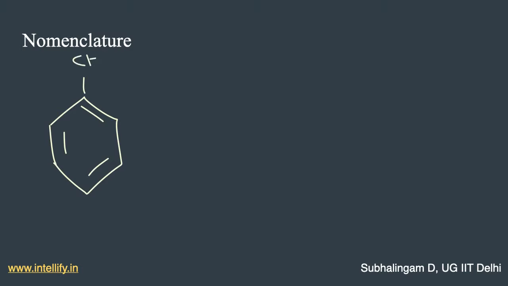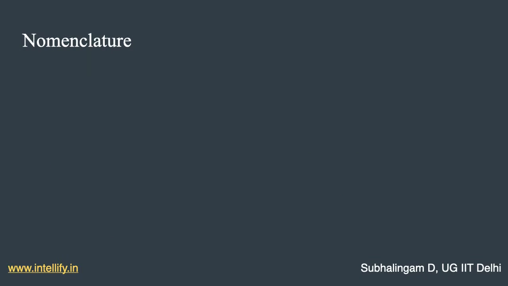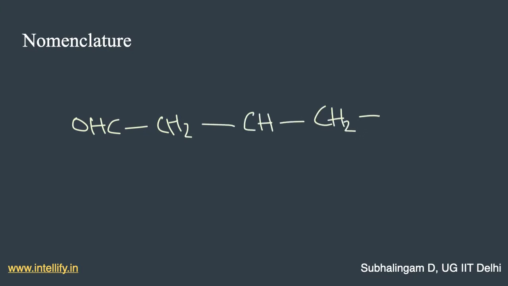Now a pretty easy one. So we have a NO2 group at the para position with respect to the aldehyde, and as many of you might have guessed by now, we can call it 4-nitrobenzene carbaldehyde, or we can just say 4-nitrobenzaldehyde because benzaldehyde is an IUPAC name. Okay, now let's look at some interesting stuff. So we have this compound. This is pretty interesting and pretty important that you learn how to name such compounds.